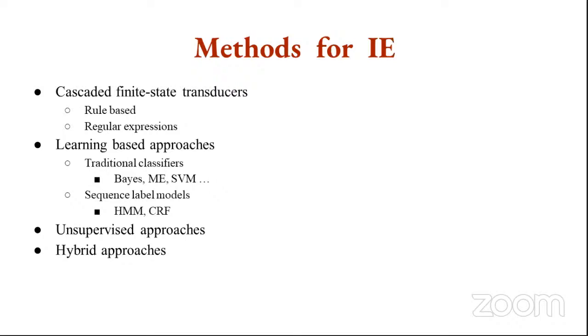Then there are classification based approaches. Named entity recognition, co-reference resolution and relation extraction are all classification problems. So we can easily deploy classification algorithms like traditional classifiers such as maximum entropy, support vector machine, naive Bayes classifier, or sequence level models like hidden Markov model and conditional random field. All these techniques can be used as methods for information extraction.